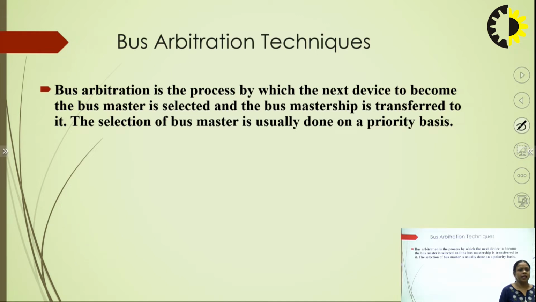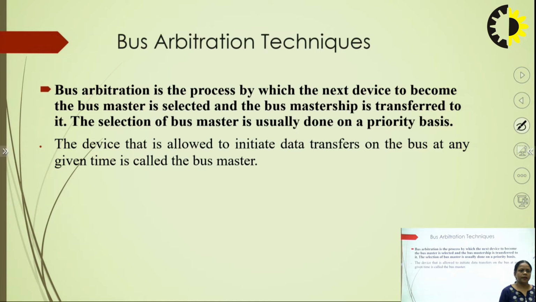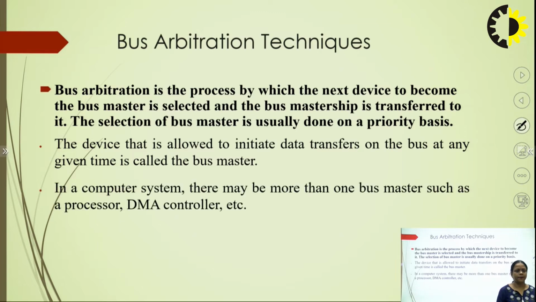Bus arbitration is the process by which the next device to be given bus mastership is selected, and the bus mastership is transferred to it. The selection of bus master is usually done on a priority basis. The device that is allowed to initiate data transfer is known as a bus master. In a computer system, there may be more than one bus master. For example, a processor, a DMA controller, etc. can be a bus master.